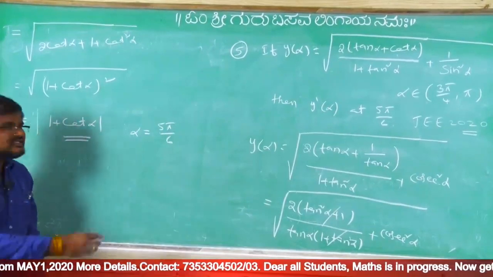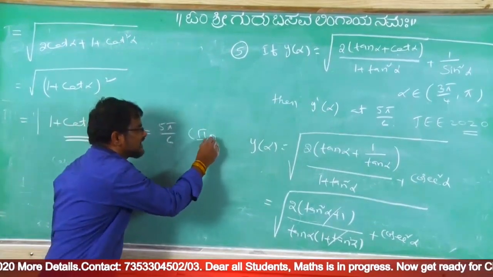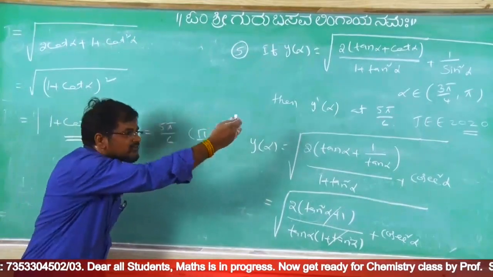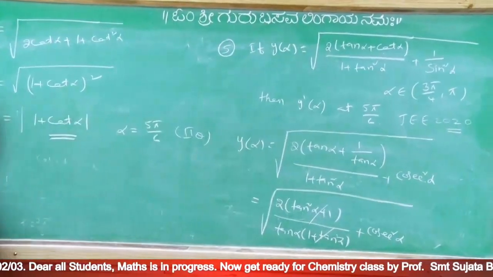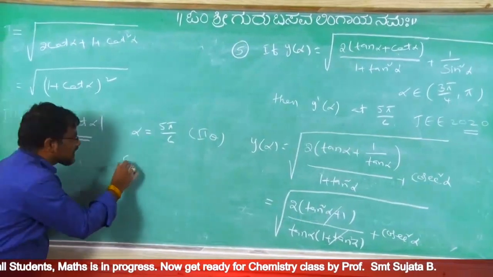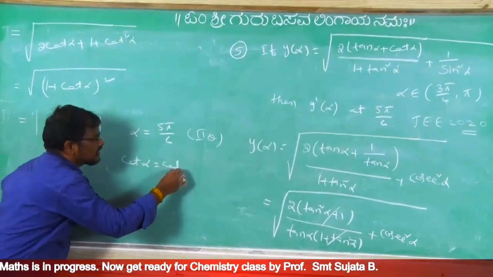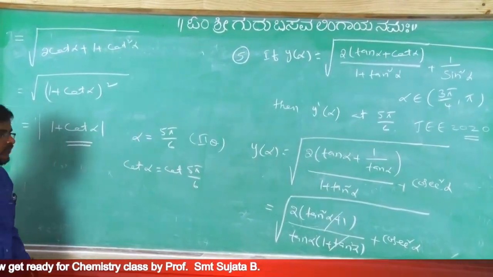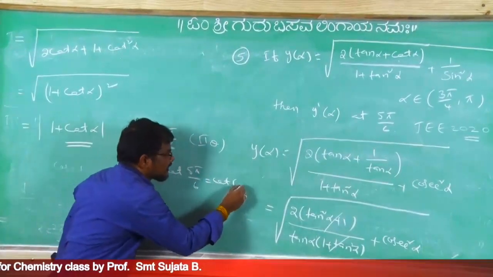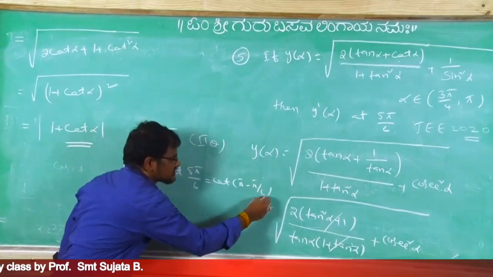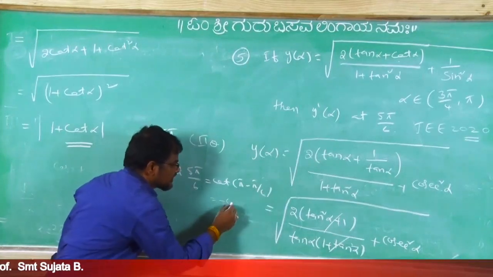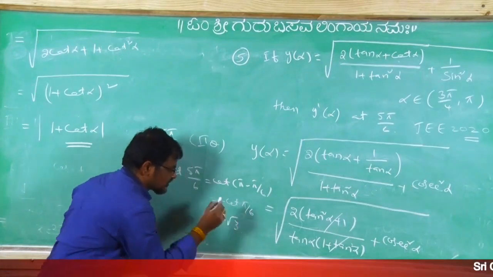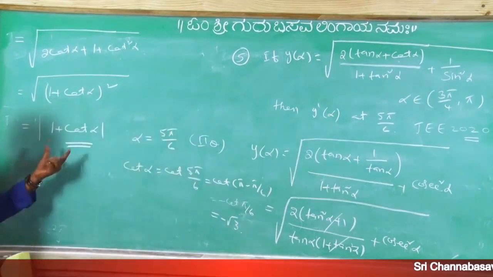Which quadrant is it in? Second quadrant. Clearly this belongs to 135 to 180, means 3 pi by 4 to pi. Once you observe cot alpha, means cot 5 pi by 6, what will you get? Cot of pi minus pi by 6, that is equal to minus cot pi by 6, that is equal to minus root 3. Minus root 3 means more than 1.